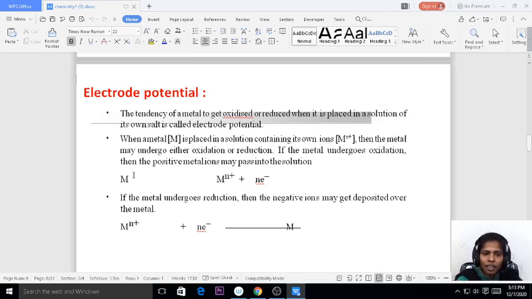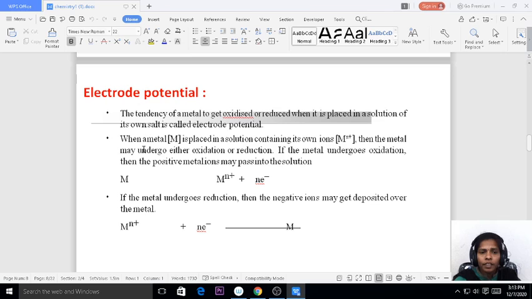So this is the reverse reaction of the oxidation. When the metal ion is gaining electrons, it gets negative charge. So these negative ions are deposited on the metal. So that is reduction. So when a metal is dipping in its own salt solution, the metal either undergoes oxidation or reduction. Due to oxidation or reduction, the metal releases the potential value, and that potential value is called electrode potential.